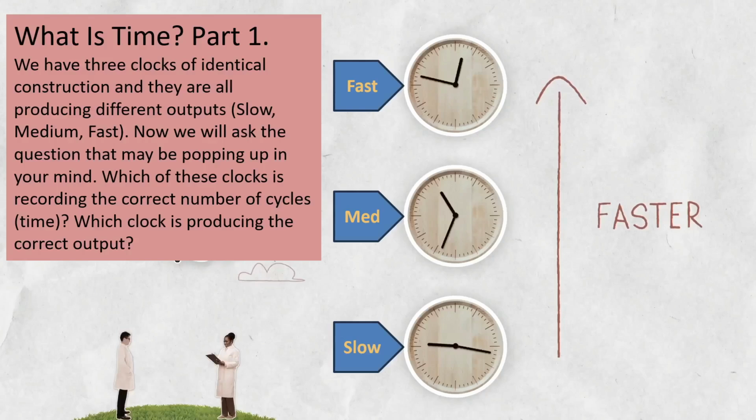We have three clocks of identical construction, and they are all producing different outputs: slow, medium, and fast. Now we will ask the question that may be popping up in your mind. Which of these clocks is recording the correct number of cycles? Which clock is producing the correct output?